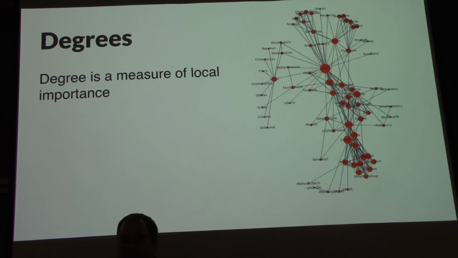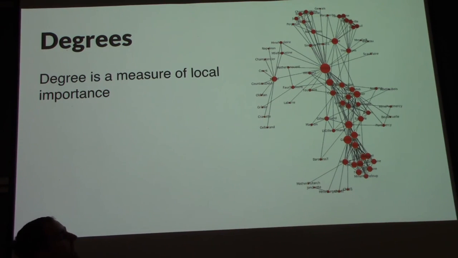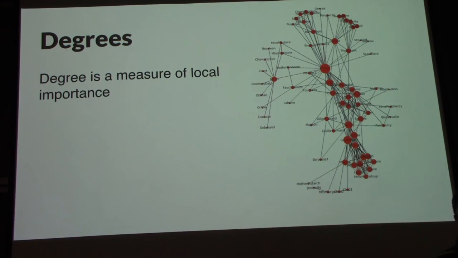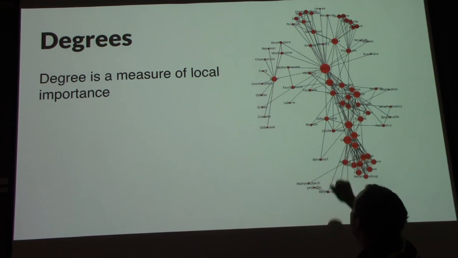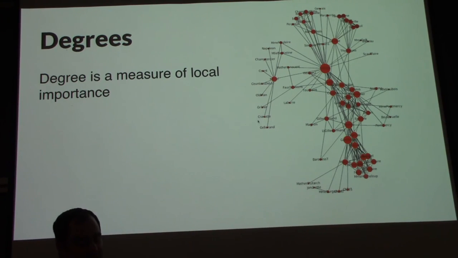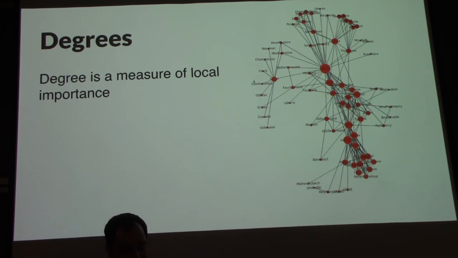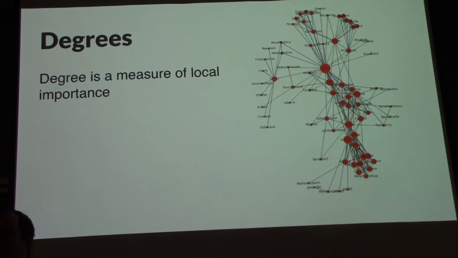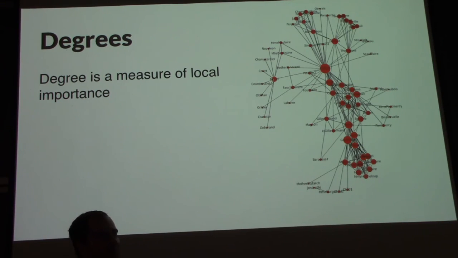Degree is a measure of local importance. And this is a network that I'll be using a lot to illustrate a couple of concepts. This is the Les Miserables network of characters that appear together in the book. You see Valjean here is the main character, and he appears with lots of the actors, but not with everyone directly, right? Valjean never directly interacts with those people out here. He only indirectly interacts with them through Muriel. So degree is a measure of local importance, but a degree doesn't necessarily tell us how important a node is in the global network, right?